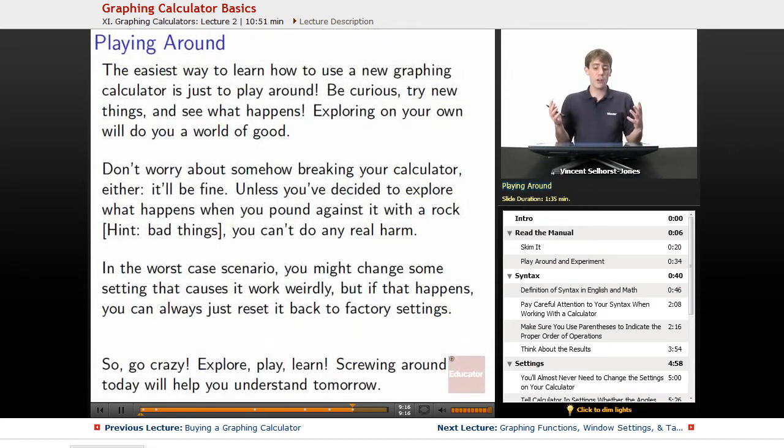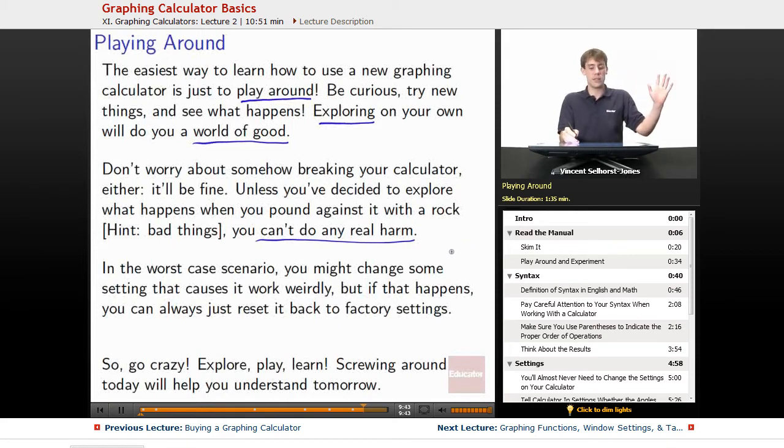The easiest way to learn how to use a new graphing calculator is just to play around. I really can't encourage this enough. Be curious, try new things, and see what happens. Exploring on your own will do you a world of good. And don't worry about somehow breaking your calculator either. It's going to be fine. Unless you've decided to explore what happens when you pound against it with a rock, hint, bad things, you can't do any real harm to a graphing calculator by just playing with it.